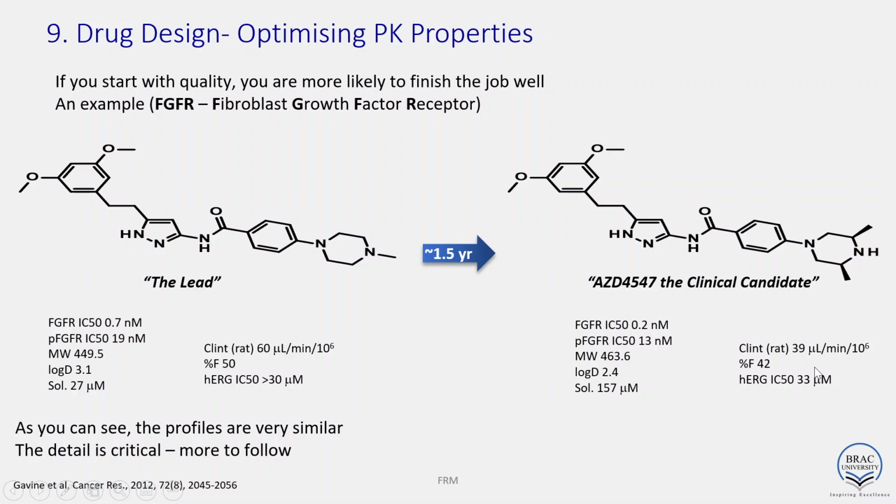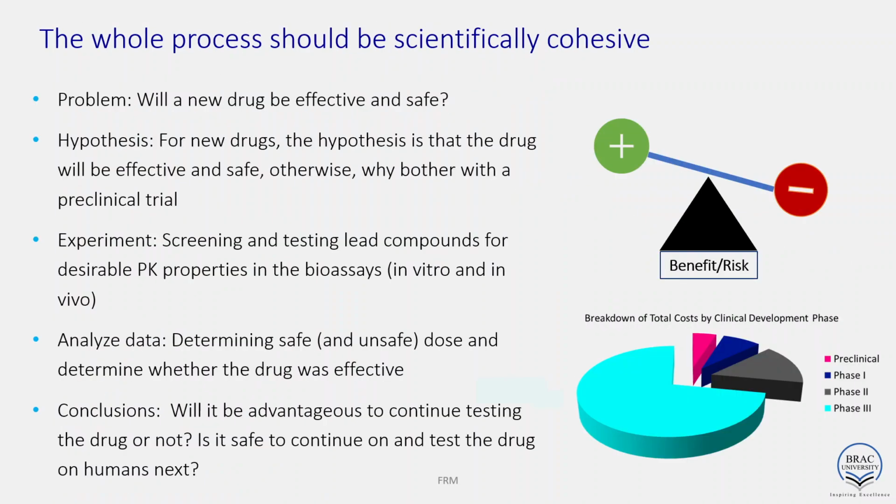So these are desirable. Also note that the hERG IC50 value has increased by 3 units, which is also good, safe. We will discuss that later, but you get the idea of what are desirable and undesirable properties of the drug in this PK optimizing phase of the drug design. So moving to the next slide.